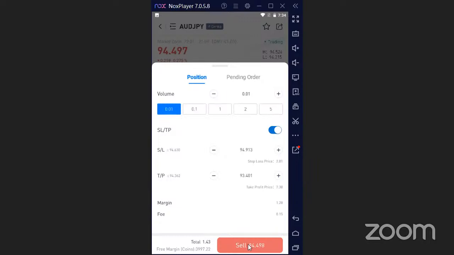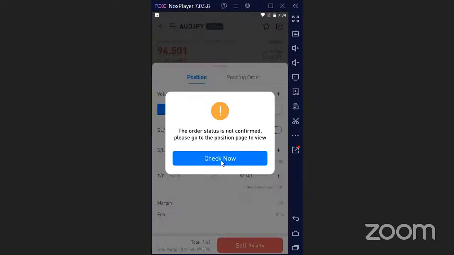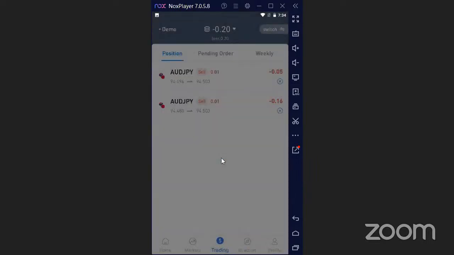Okay, so this is my network's doing. The order status is not confirmed. Please go to the position page to view. This is my network doing this. So click on check now, and you see the trade has been placed. Okay, the positions have been placed.